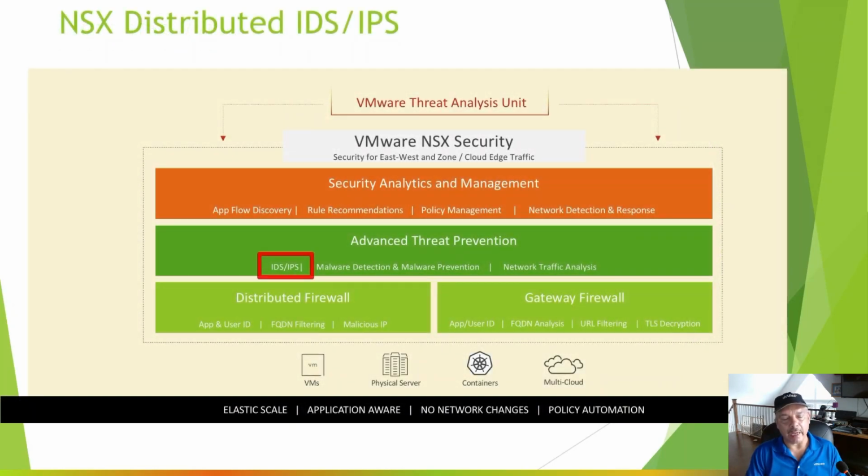So when we look at NSX's security platform, in there we have the distributed firewall and the gateway firewall, but we also have one section called advanced threat prevention, and inside there we have IDS and IPS. So this is part of NSX's security portfolio, let's say.